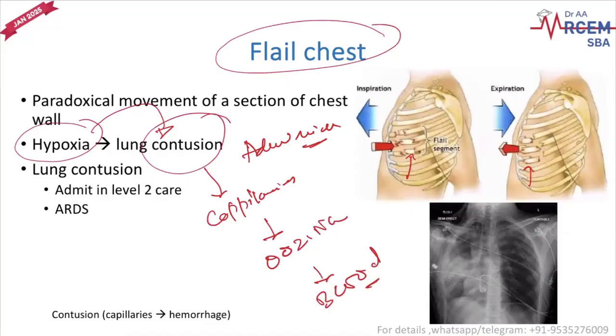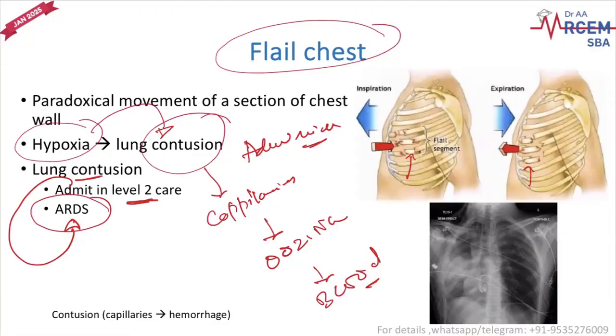Over time, there might be a significant amount of blood which has oozed out and can cause compromise in breathing. That might require immediate intervention. And these lung contusions can have a complication of ARDS. So this patient needs to be admitted in level 2 care. A level 2 care is a care where anesthetic backup is present. For that reason, a level 2 admission is a must because this patient can deteriorate at any point of time. At that point, intubation and mechanical ventilation will be required, because they can develop ARDS as soon as in the first 24 hours itself.